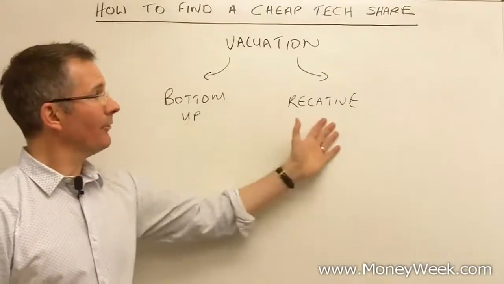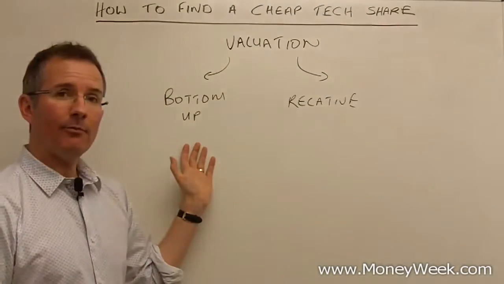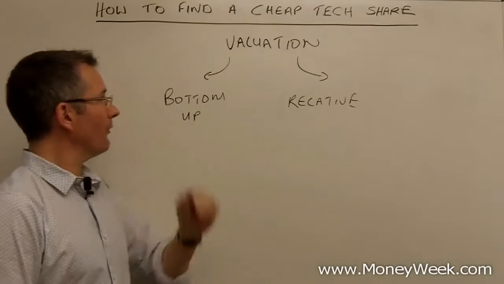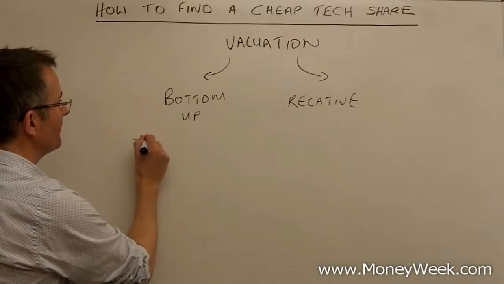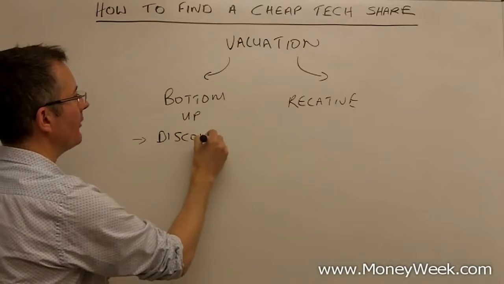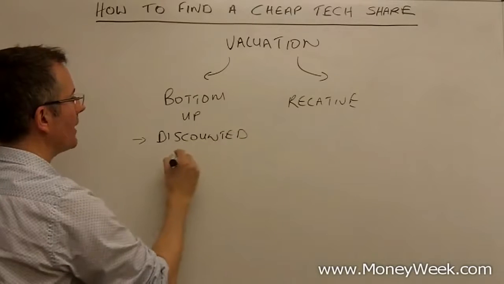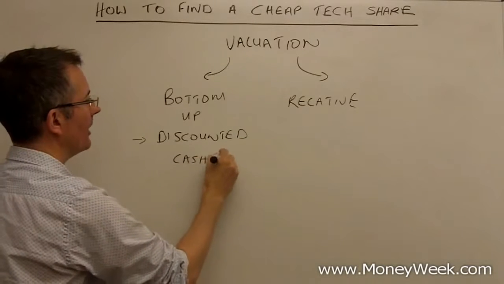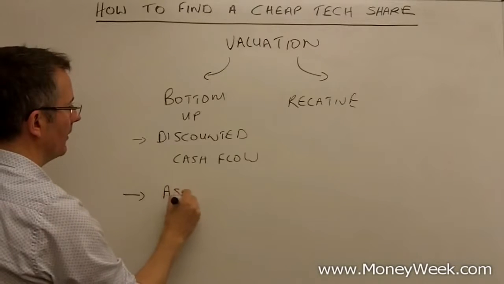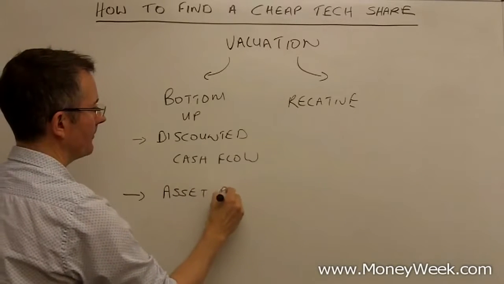So, two approaches. Bottom up. Now, this is a little bit tough and a little bit unsatisfactory for tech stocks, because two basic techniques. One, what's called, rather grandly, discounted cash flow, or DCF. And then the other one I'll call asset-based.